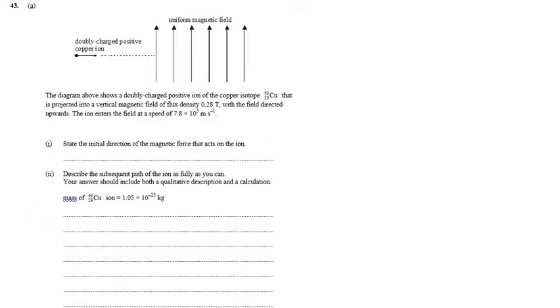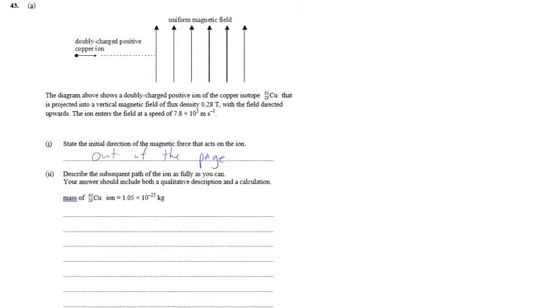In question 43, the positively charged copper ion enters the magnetic field. We need to use Fleming's left-hand rule to work out the direction of force on it. The current is in the direction of the copper ion, so I'll use my middle finger thinking of that. The magnetic field is up the page, and my thumb is pointing out of the page, so the initial direction of the force that acts on the ion is out of the page.